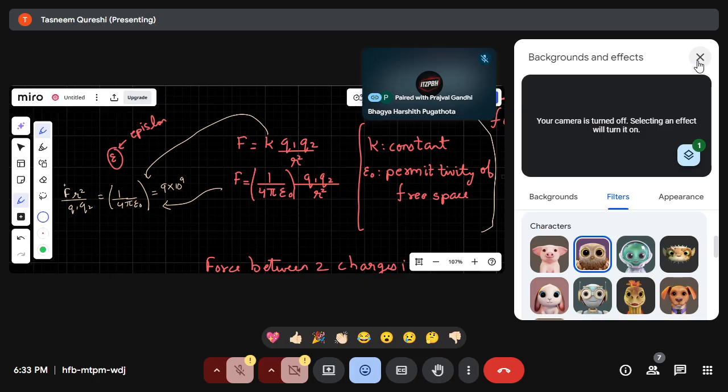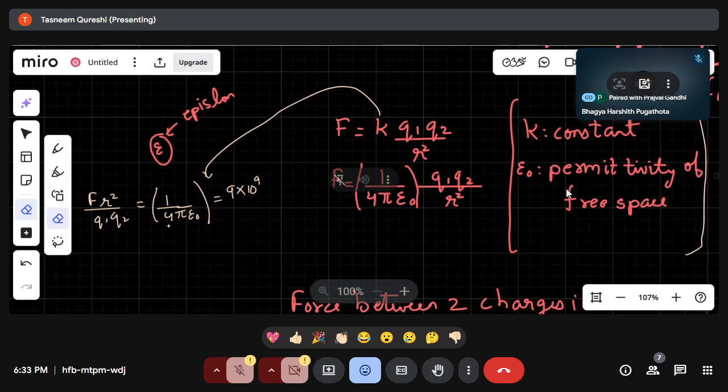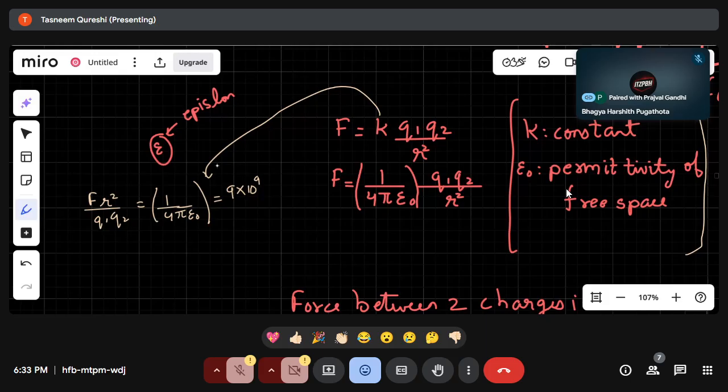Let me just erase this line. Its unit will be, you can see, this is Newton distance square Coulomb square. So Newton meter square per Coulomb square. Now if you want, you can just find the value of epsilon also. So you need to again rearrange the equation. It will be epsilon 0. I am just rearranging the equation, not doing anything fancy.